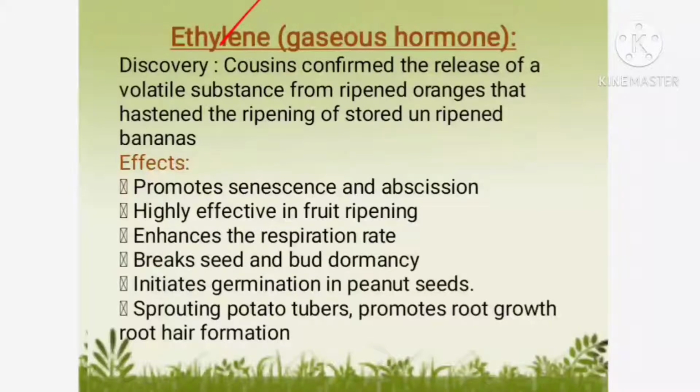The next hormone we are going to learn is ethylene. It is a gaseous hormone. You have to remember, one of the gaseous hormones present in plants is ethylene. This ethylene was discovered by Cousins. H.H. Cousins was the one who confirmed that ethylene is produced by plants.